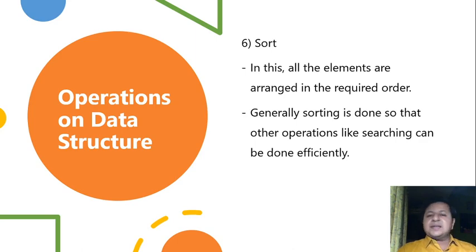So that can be ascending order, or it can be descending order, or it can even be alphabetical order possibly. So it has to be arranged in the required order. Now obviously, sorting is generally done so that other operations like searching can be done efficiently. Many of the operations we perform have the prerequisite that the array must be sorted, and hence sorting acts as a very important prerequisite for many operations.